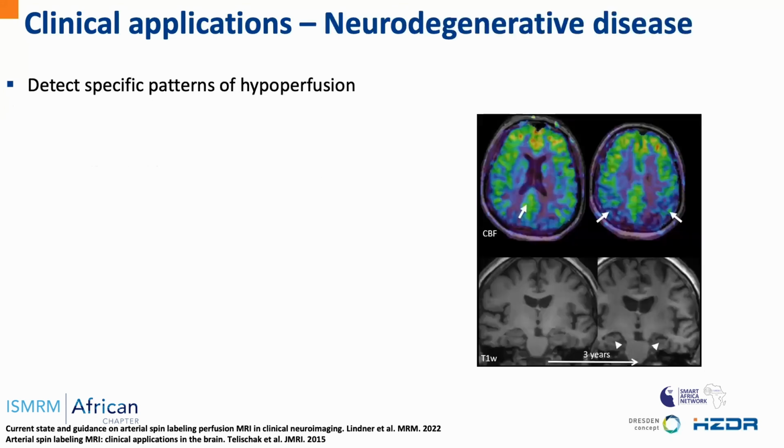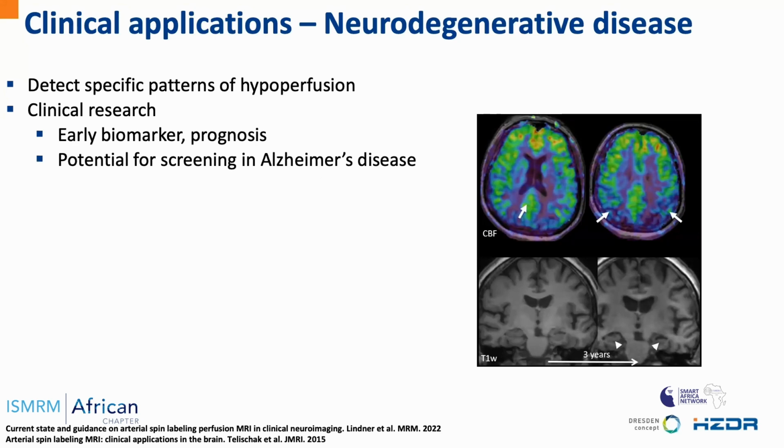A typical use case of ASL are neurodegenerative diseases. There are specific patterns of hypoperfusion that are seen in many types of dementia. We can see hypoperfusion in Alzheimer's disease, vascular dementia, or frontotemporal dementia. Nevertheless, this is not really used in clinical practice, but there's a lot of clinical research going on into studying the role of ASL as an early biomarker of Alzheimer's disease, and people are also checking if this can be used as a prognostic biomarker for AD, and hopefully in the future it will also help as a potential biomarker for screening for AD.